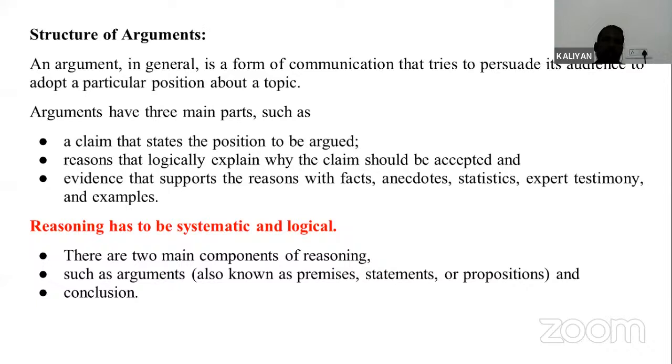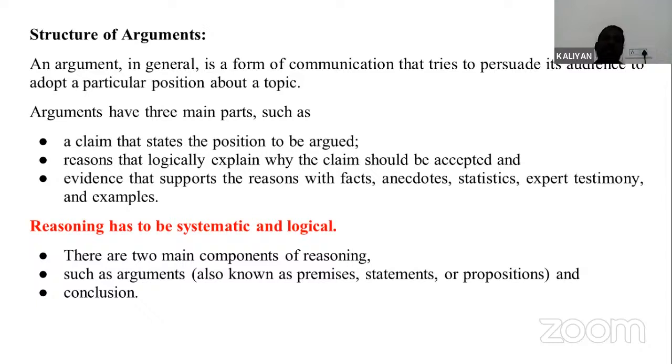So, the structure of the argument. An argument, in general, is a form of communication that tries to persuade its audience to adopt a particular position about a topic. An argument has three main parts. One is a claim that states the position to be argued. Then a reason that logically explains why the claim should be accepted, and evidence that supports the reason with facts, anecdotes, statistics, expert testimony and examples.